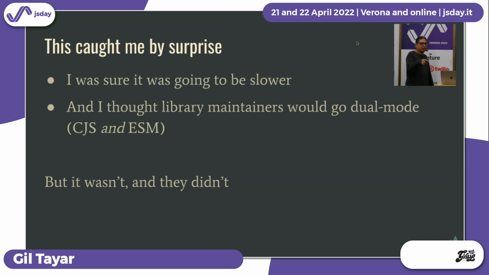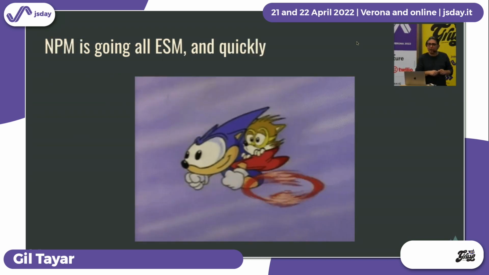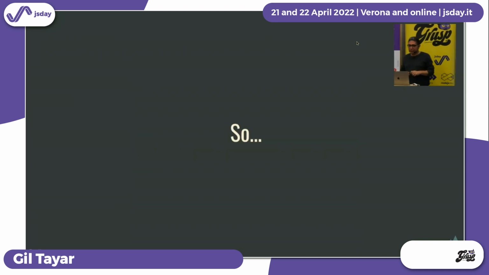I thought library maintainers would go dual mode. So the next version is both CJS and ESM. I'll show how to do that at the end. And they didn't. They went pure ESM. Doing dual mode is difficult. You'll see why. And they just said, okay, I'm going pure ESM. ESM is the future. If anybody wants, use older versions. NPM is going all ESM, and very, very quickly.